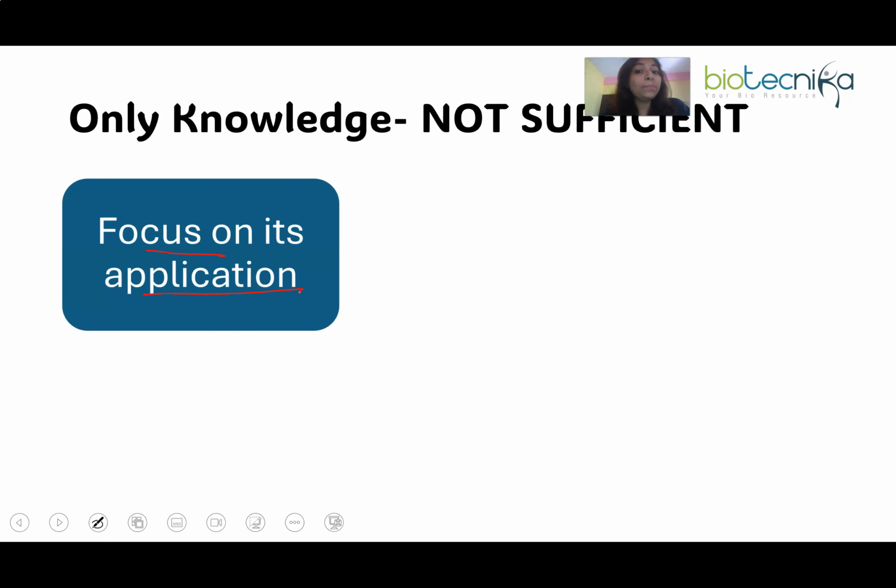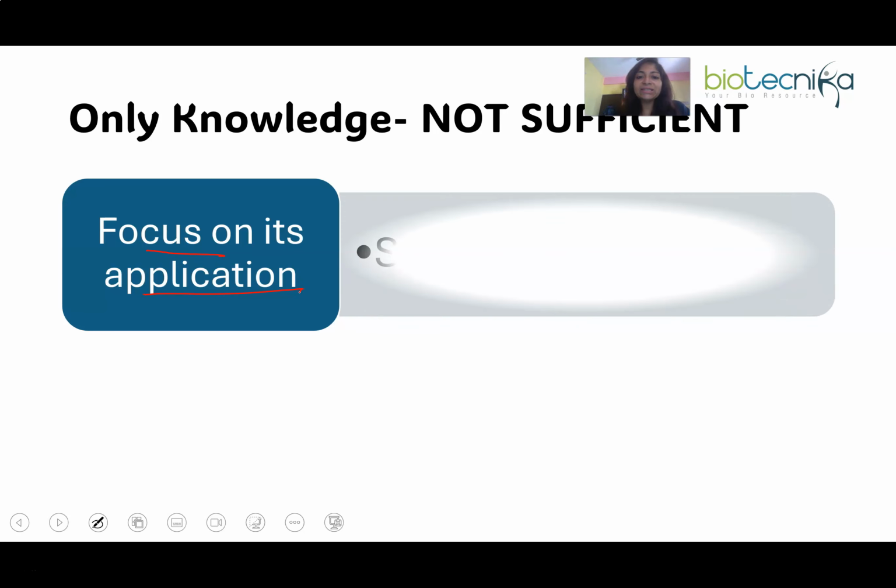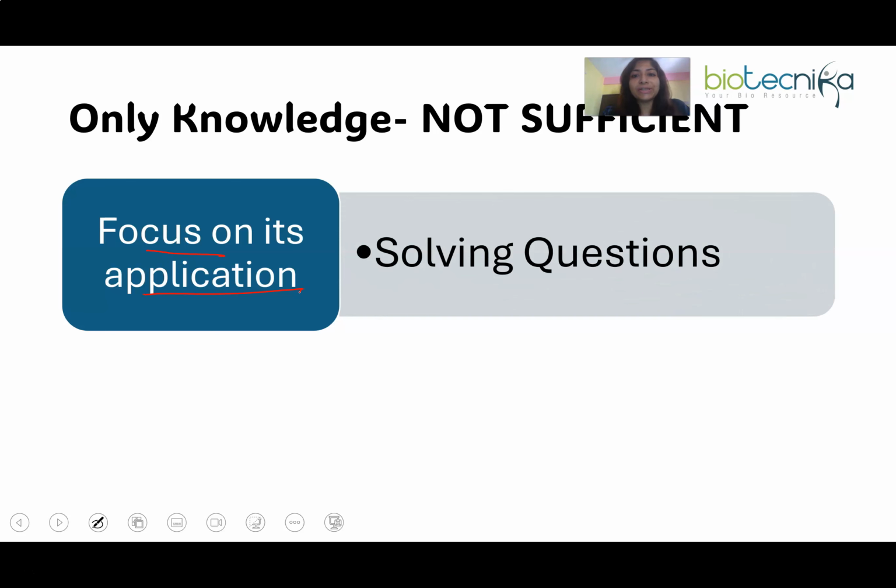Now, how do we apply the knowledge? One best way of doing it is by solving questions. Solve questions every single day of the topic that you have studied today, or of the topics that you have studied last week. That will keep your revision process continuous. You will continuously be revising and solving, so you will be applying your knowledge to see how good you are at solving questions.